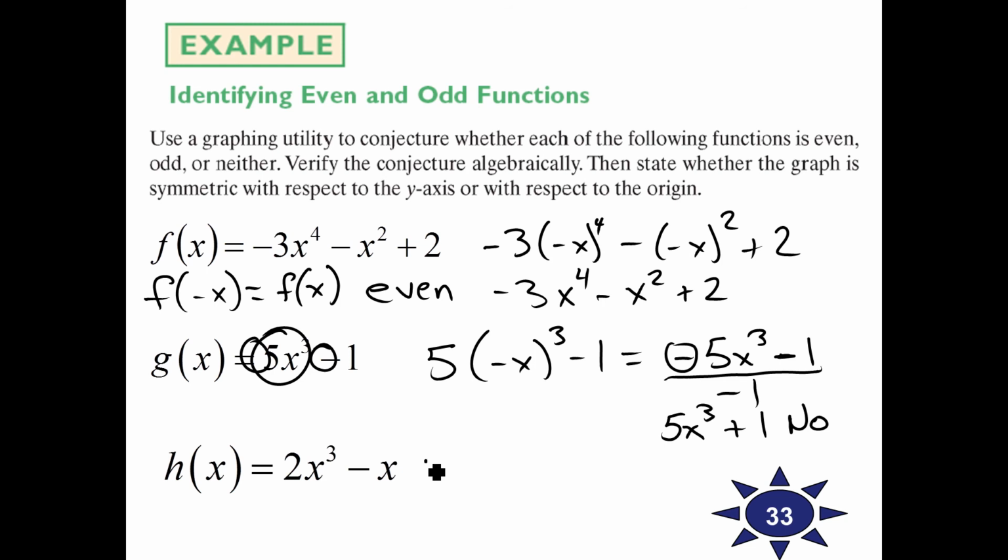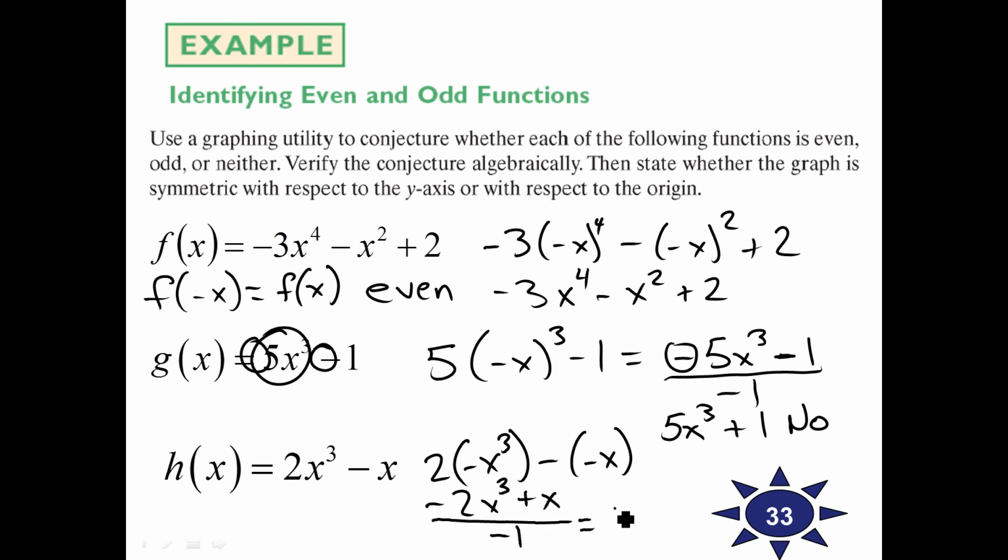Let's test the last one here. 2 times negative x cubed minus negative x. We'll simplify and have negative 2x cubed plus x. If we divide the whole thing by negative 1, we get 2x cubed minus x, which is exactly what we started with. I'm sorry, minus x, right? x divided by negative 1. And that is what we started with, and so this function here is odd. All right, try problem 33.